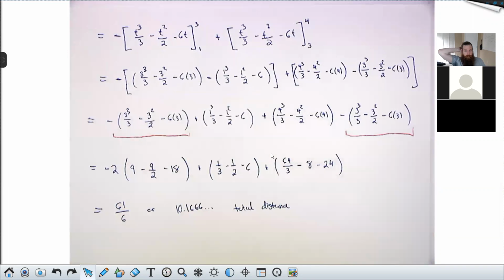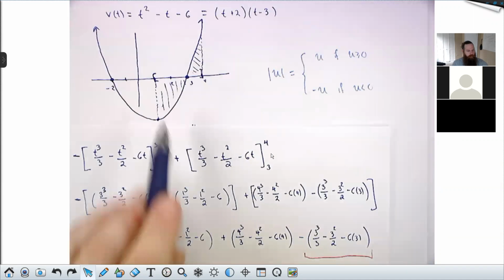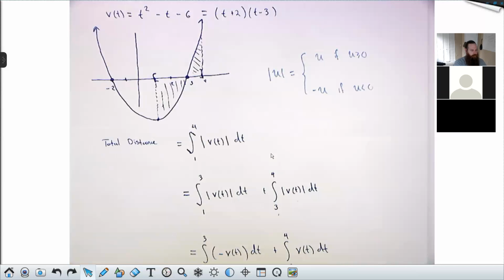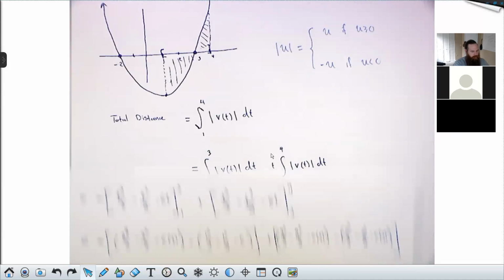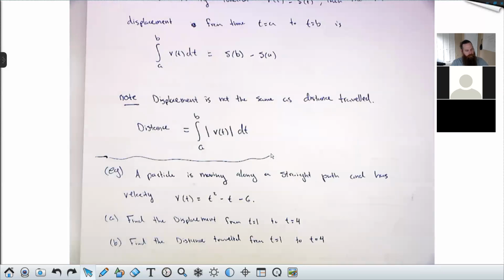And of course, the total distance is larger than the total displacement, because part of the time I was moving forwards, part of the time I was moving backwards. From time t equals 1 to t equals 3, my particle was moving backwards. And then from t equals 3 to t equals 4, it was moving forwards. I know it spent more time moving backwards than it did forwards, because the displacement was negative.